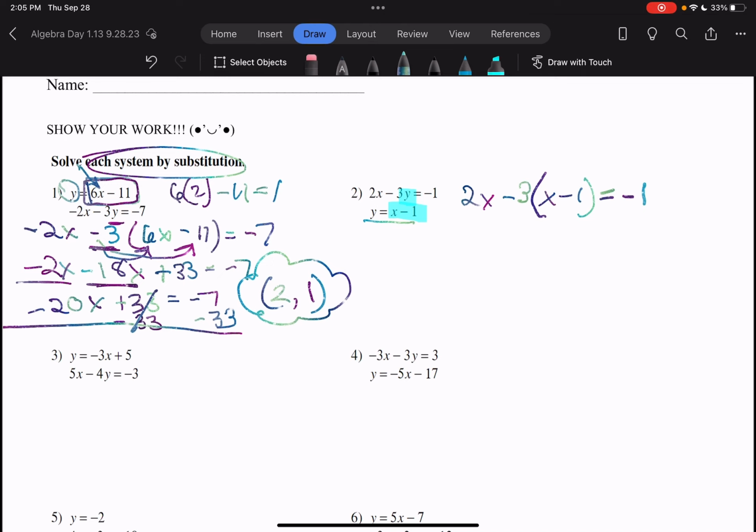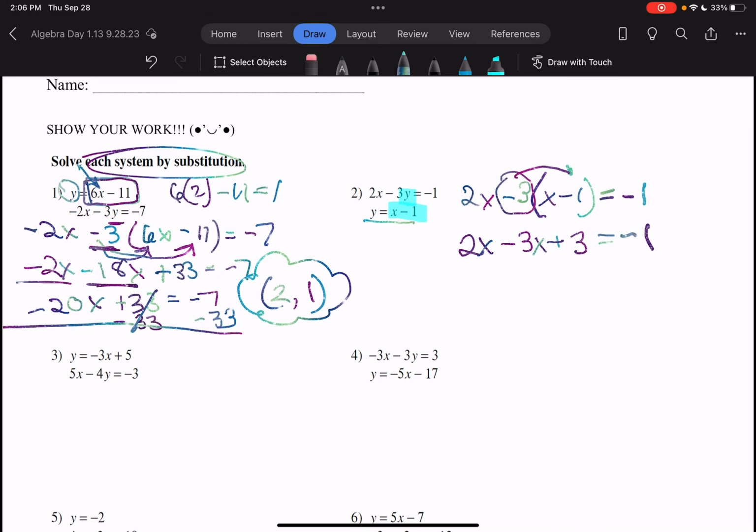Now again, same thing here. I need to multiply this negative 3 times everything in the parentheses, and I have to be careful with that negative. So I'm going to bring down my 2x. Negative 3 times x is going to be negative 3x. Negative 3 times negative 1 is going to give me positive 3 equals negative 1.